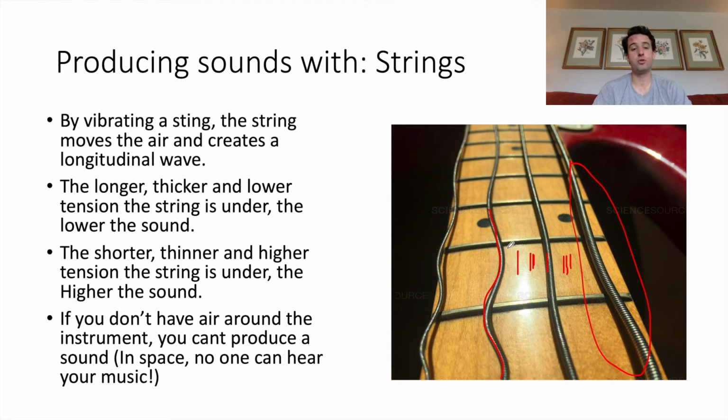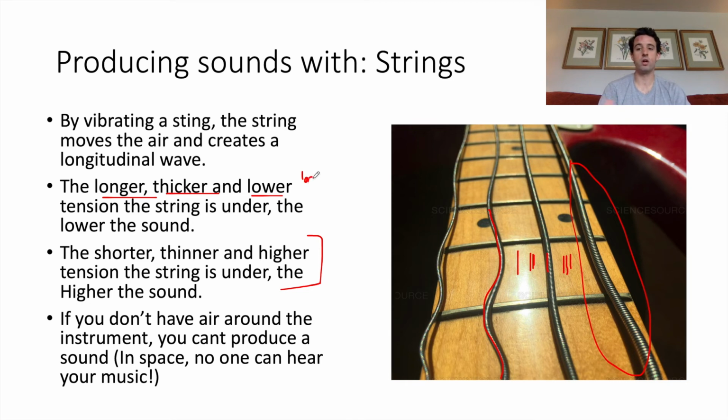And then the opposite is true for high strings: the shorter, thinner, and higher the tension is. The reason why that is, longer, thicker, and lower tension strings is because they will produce longer wavelengths. If you have a thick string, it'll move more air, kind of producing a longer wavelength.